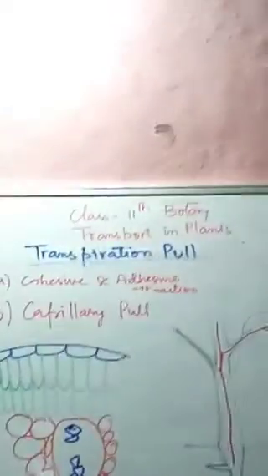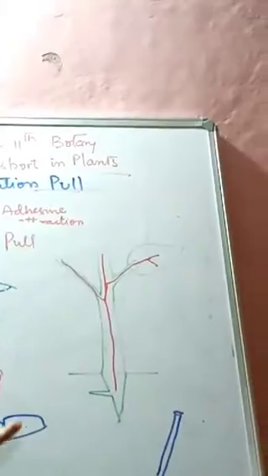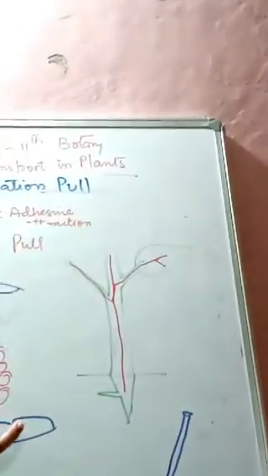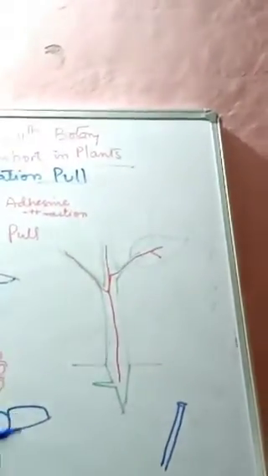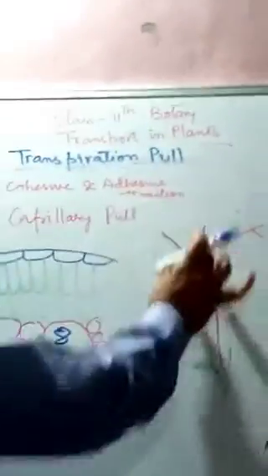Now the water comes out due to the heat and humidity. Because of the high temperature, this water converts into water vapor and comes into this space, and then it comes out through this stomata. Water vapors and other gases move out when the stomata is open, and this is a loss.